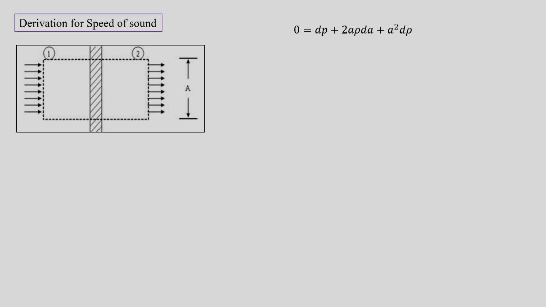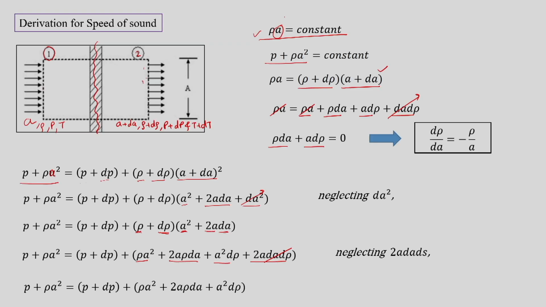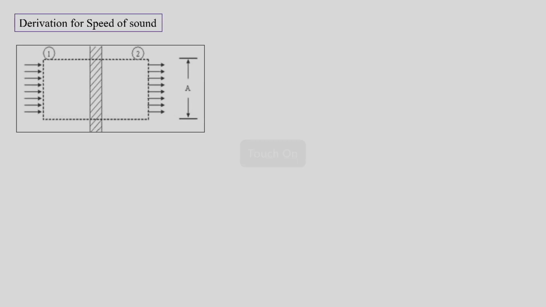Now if we go further, we can cancel dP, we can cancel dA square, and then we have only 3 terms in the expression equal to 0. So we get 3 terms in the equation equal to 0. Let us divide the terms by d rho, and we have dP by d rho plus twice A rho dA by d rho plus A square.